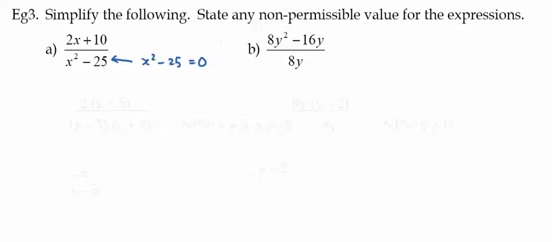x squared minus 25. This is a difference of squares. We can factor this. And using the zero product property, we will have x equals 5 or x equals negative 5. Or in other words, these are the values we don't want to use for this rational expression.